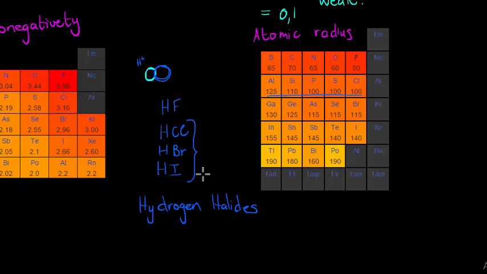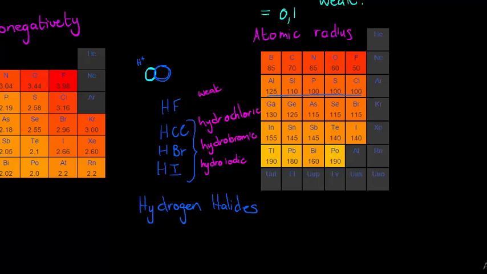Did you get those names? Let's write them down: hydroiodic, hydrobromic, and hydrochloric acid. Now, hydrofluoric acid is actually a weak acid, because of the small size of the atom.